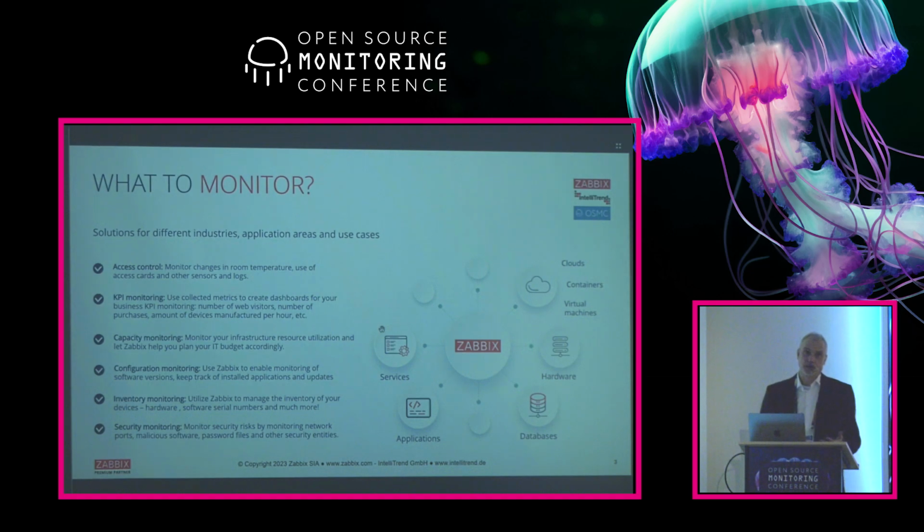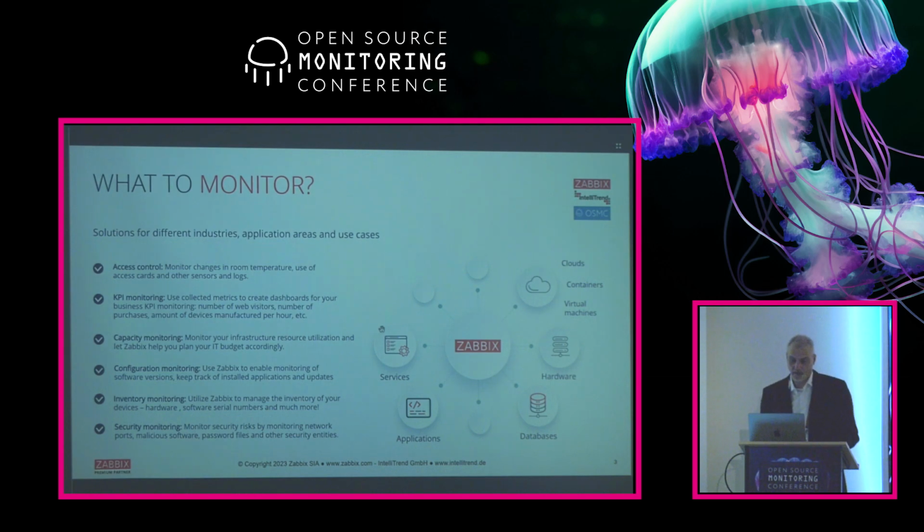So what can you monitor with Zabbix? I mean, first of all, you can monitor all the stuff you would expect, like failures, like low disk space, high CPU usage, low memory, you name it. I mean, it's a network monitoring conference, so I guess everyone is familiar with this. But beside that, you can use monitoring and Zabbix, of course, for other areas as well. The slide says something like access control, KPI monitoring, just to give an idea.